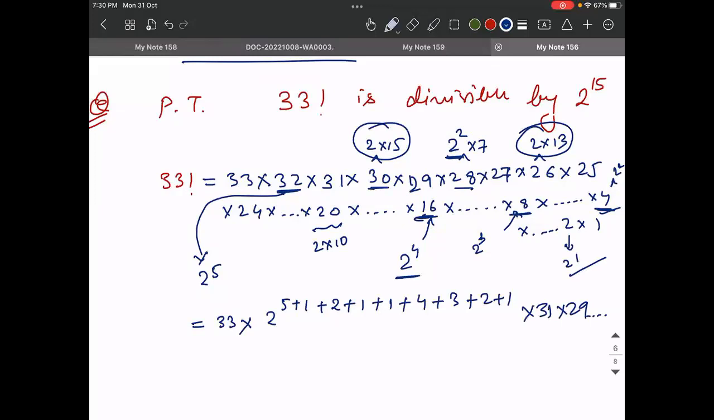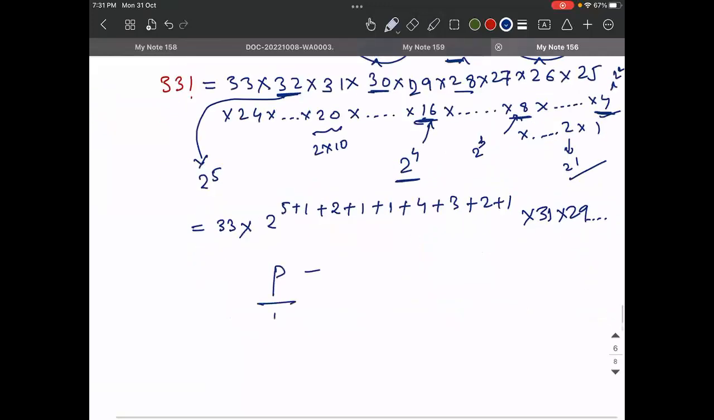See, we are writing all the multiples of 2 because we need to prove this number is divisible by 2 to the power of 15, right? If you have two numbers, P and Q, and I'm saying P is divisible by Q, then P upon Q is equal to some number N. That means it is completely divisible, so P is equal to N times Q, and N is some natural number. We are trying to find that N, but we don't need to find that multiple. Are you getting it or not?